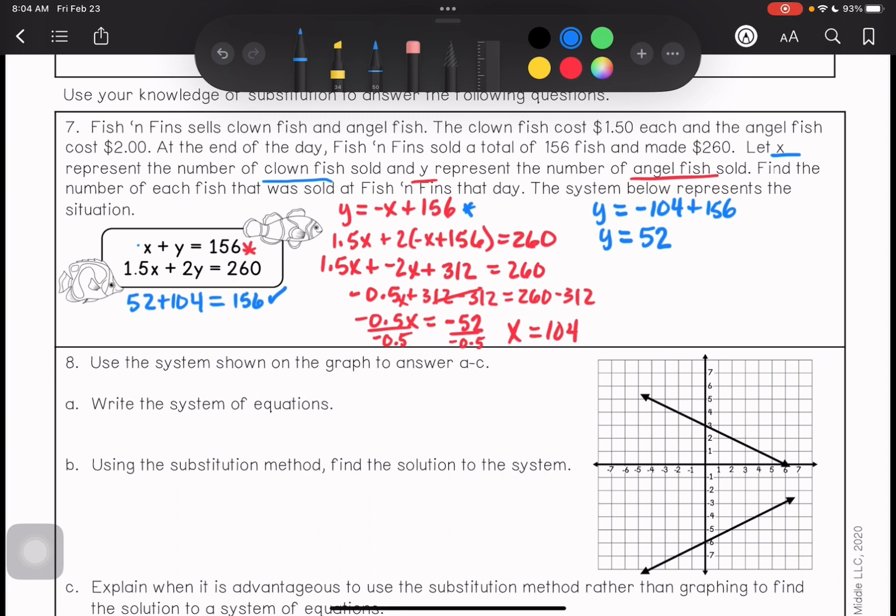That checks correct. The second equation, you have 1 and 5/10 times x, which is 104, plus 2 times y, which is 52. Do they equal 260? 104 times 1.5 is 156, and 2 times 52 is 104. And together that does equal 260. So the second equation also checks correct.